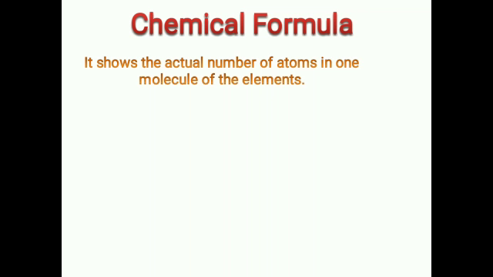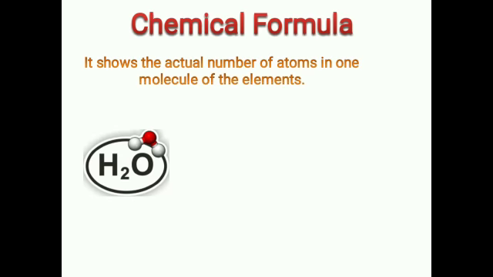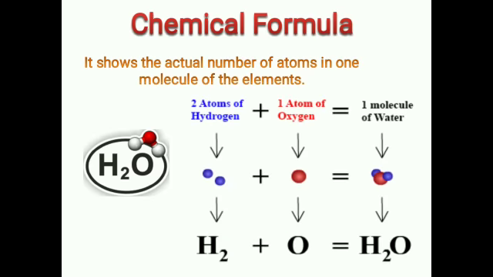Now I will explain with the help of an example. This is water, H2O. It shows two atoms of hydrogen and one atom of oxygen. It shows the actual number of atoms in one molecule. So when two atoms of hydrogen react with one atom of oxygen, water is formed. Have you got it? The water molecule shows the number of atoms of the elements.